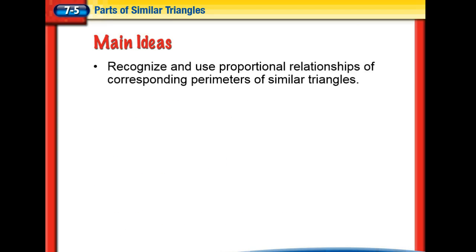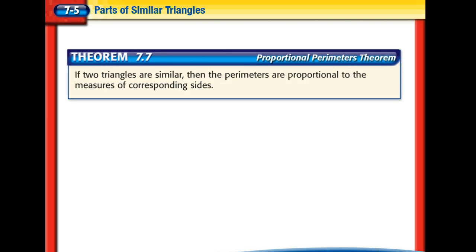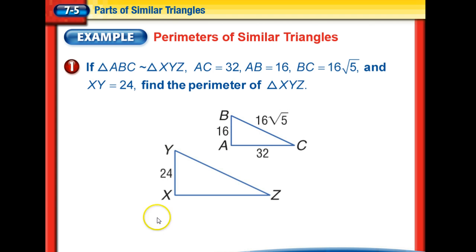So, main ideas: recognize and use proportional relationships of corresponding perimeters of similar triangles. Again, proportions of perimeters. If we have similar triangles, the perimeters are proportional. Same thing with angle bisectors, altitudes, and medians. If the triangles are similar, all of those parts are proportional. Okay, so there's again all the fancy math talk. And here's our first example.